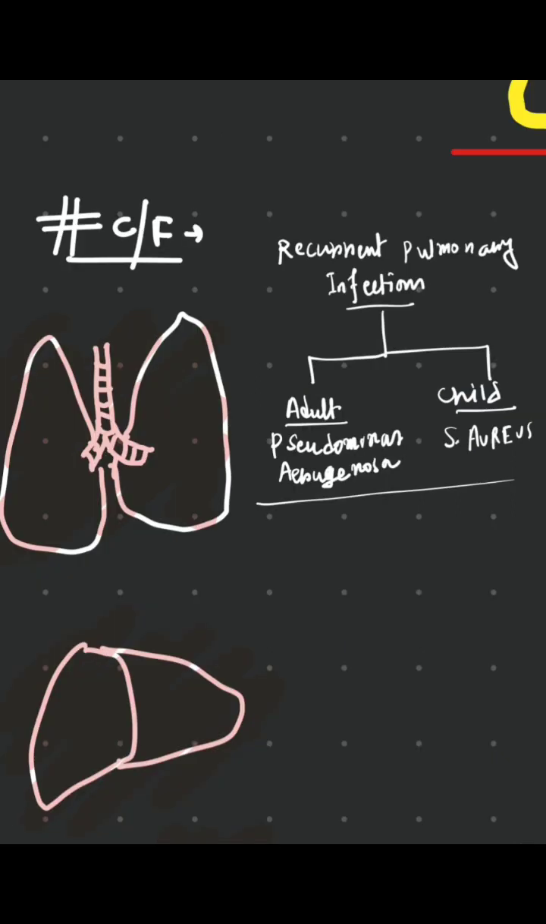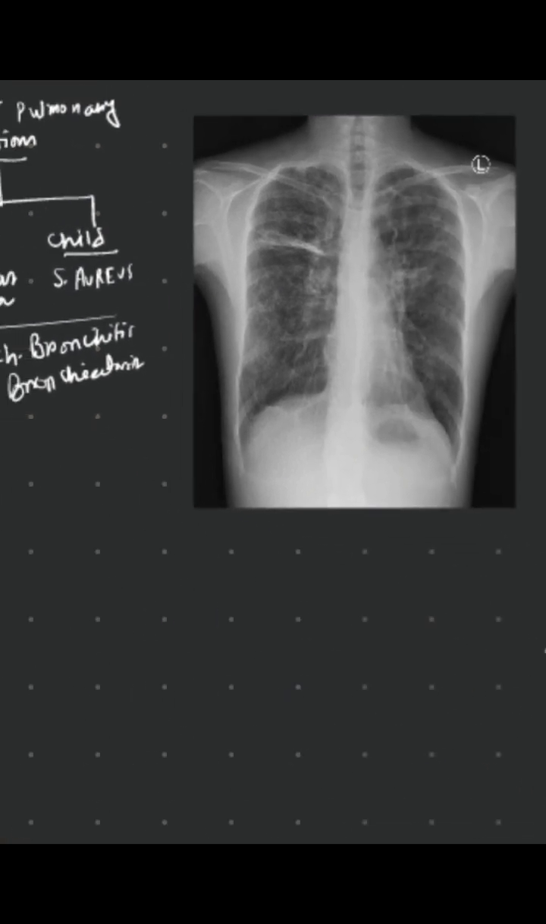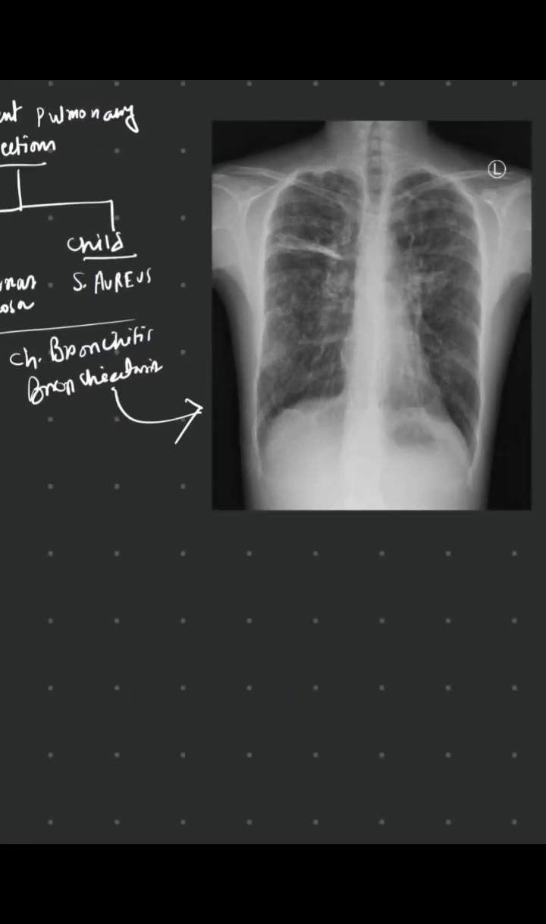Apart from that, in cystic fibrosis, allergic bronchopulmonary aspergillosis is quite common. The patient might have chronic bronchitis and bronchiectasis. If you look at this X-ray, you can see a reticulonodular pattern. This reticulonodular pattern is seen in cystic fibrosis in the chest X-ray.